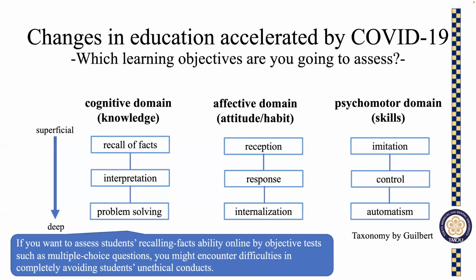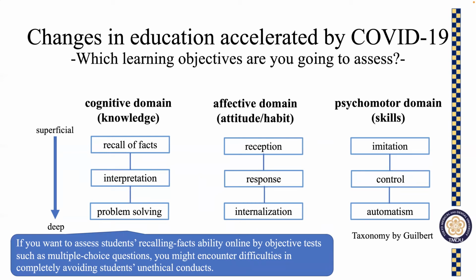As we know very well, this is Bloom's taxonomy modified by Gilbert. Learning objectives are classified into these three domains: the cognitive domain, or simply put, knowledge; the affective domain, or simply attitude or habit; and the psychomotor domain, or simply put, skills.